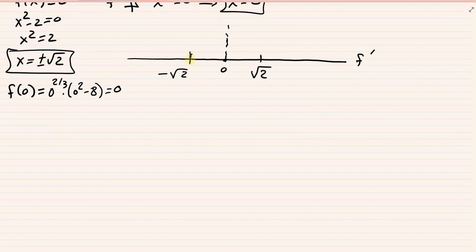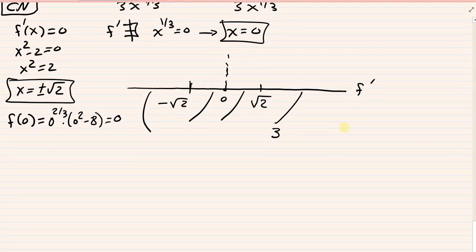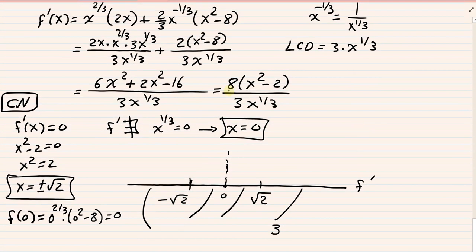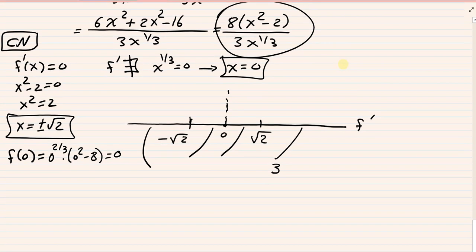Okay, let's take a look at the test points now. So I need the test point here, here, as well as here. So beyond square root of 2, I'm going to pick 3, for example. You can pick 2, you can pick anything. Remember, square root of 2 is about 1.4, so anything above 1.4 would do. And we are plugging it into f prime. This is f prime now. This is where it's being plugged into, at 3. So that's going to be 8 times 3 squared minus 2 divided by 3 times 3 to 1/3.